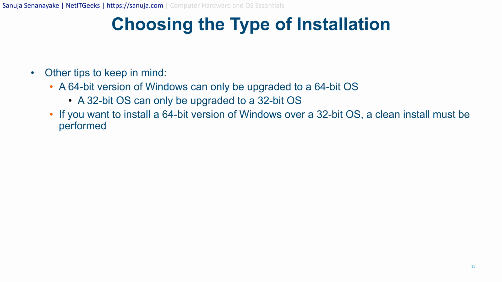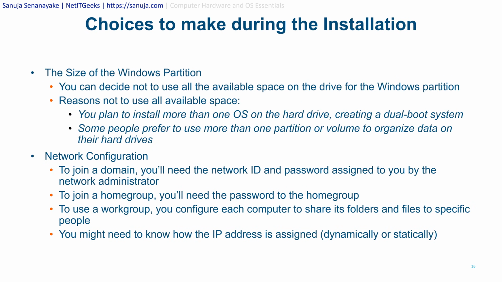Other tips to keep in mind include that 64-bit versions of Windows can only be upgraded to a 64-bit operating system. So if you have a 32-bit operating system, you cannot upgrade from a 32-bit operating system to a 64-bit operating system. You have to do a clean install. A 32-bit operating system therefore can only be upgraded to a 32-bit operating system, and vice versa. If you want to install a 64-bit Windows operating system over a 32-bit operating system, as I mentioned, you have to do a clean installation at that time.